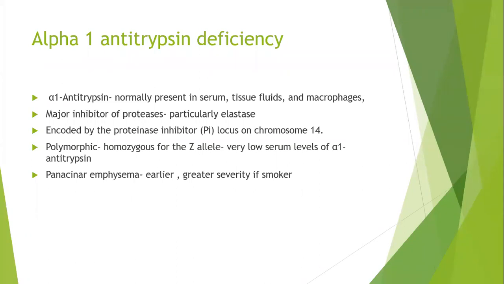That is homozygous for the Z allele. So this results in very low serum levels of alpha-1 antitrypsin. Those individuals are even more susceptible to having their airspaces destroyed by proteases. Those individuals are the ones that get pan-acinar emphysema. So all their airspaces get destroyed a lot, and this happens much earlier and with greater severity, especially if they are smokers. If you add the deficiency along with smoking, then the situation is really bad. Next.